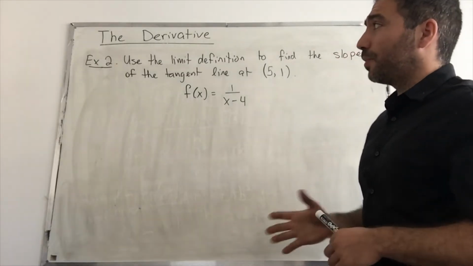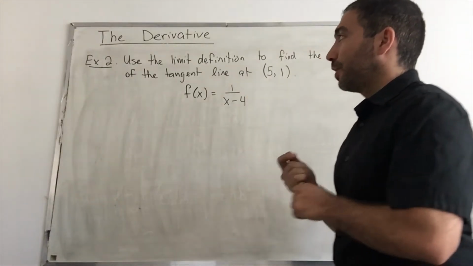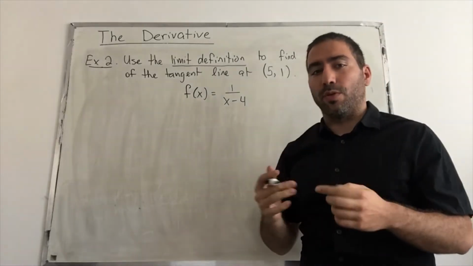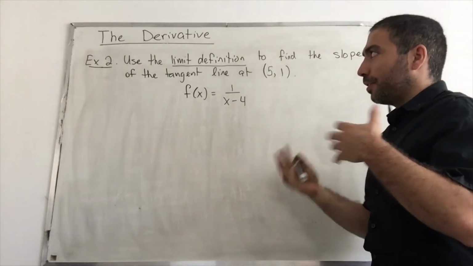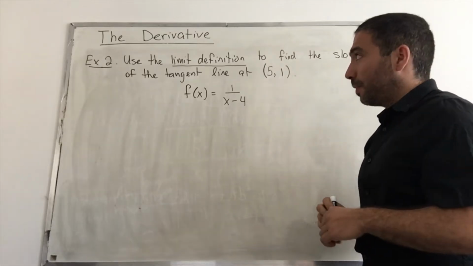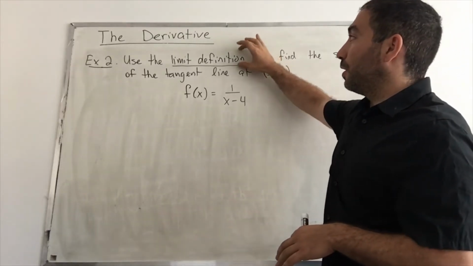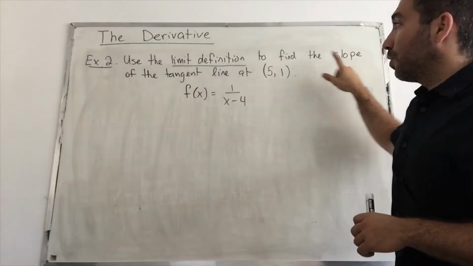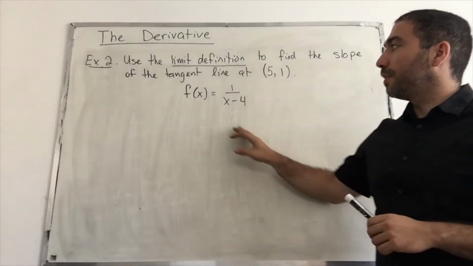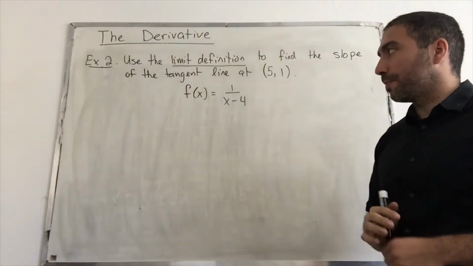Okay, so in this example here, it asks us to use the limit definition. So again, this is important. We're using the limit definition. At this point, this is the only definition we know, but we will see other methods to find the derivative. But here specifically, we're using the limit definition to find the slope of the tangent line at this point here, 5 and 1, given the function f of x equals 1 over x minus 4.